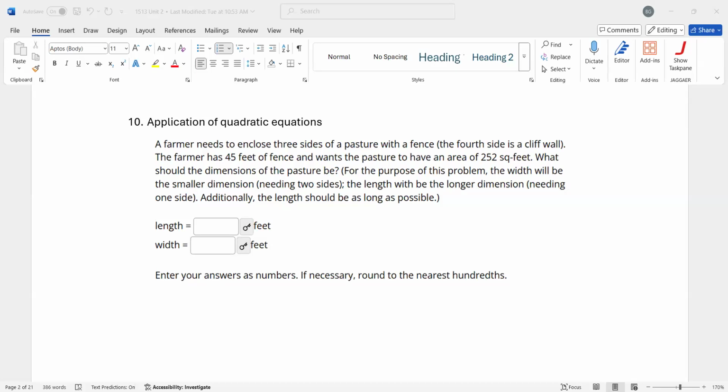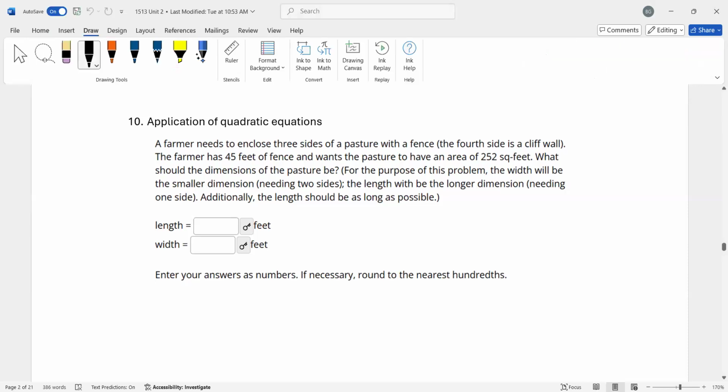They tell you, okay? Drawing a diagram to help you understand what's going on is a good idea, right? Let's say this is a cliff wall. The pasture should be a rectangle. It mentions width and length, 4 sides, so it must be a rectangle. One side is a cliff wall, and it has 2 widths, right? This is a width, this is a width.